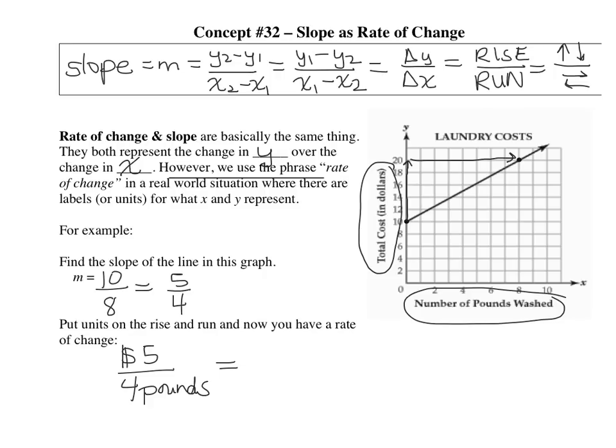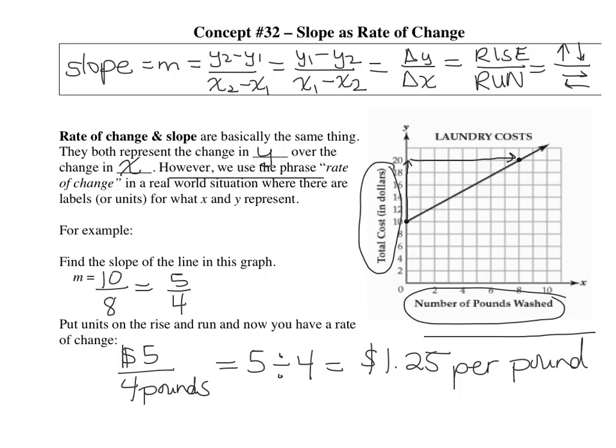or we would want the denominator to be 1, because we want dollar per pound is what we want. And so to get that, you just divide. So now at this point, we're going to divide 5 divided by 4. And when you divide 5 by 4, you get 1.25. Well, what that would mean is that the rate of change is $1.25 per pound of laundry, right? So it costs $1.25 per pound of laundry.